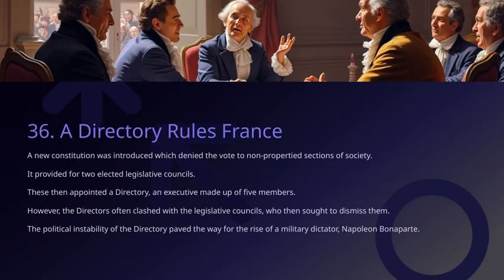The Directory was meant to provide leadership and stability, but it was often marked by internal conflicts. In fact, the directors frequently clashed with the legislative councils, which sometimes tried to dismiss them. This ongoing political instability created a lot of chaos and uncertainty in France. Ultimately, this unstable environment paved the way for a new leader, Napoleon Bonaparte, who rose to power as a military dictator. His rise was a direct consequence of the weaknesses and conflicts within the Directory system, showing how political instability can lead to the emergence of strong, centralized authority.